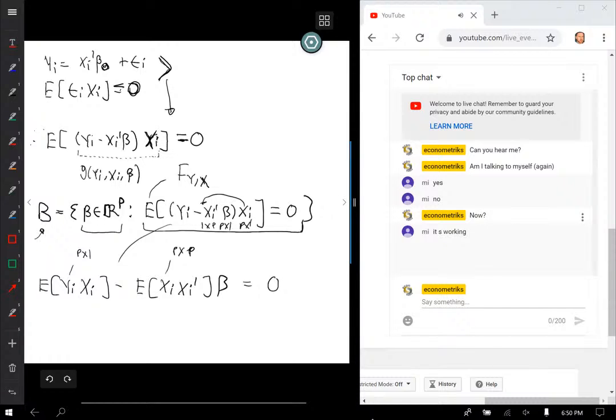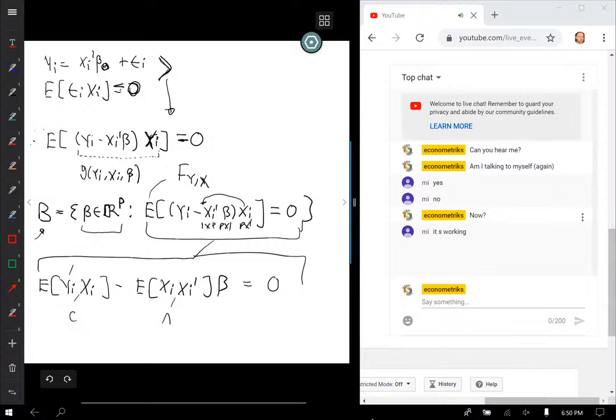We can rewrite this again as equivalent. All this is equivalent to the solution here. So this is just a linear algebra problem. You can call this C, call this A, and call this X. We've got a system AX equals C, and we want to solve for X, which is our beta.